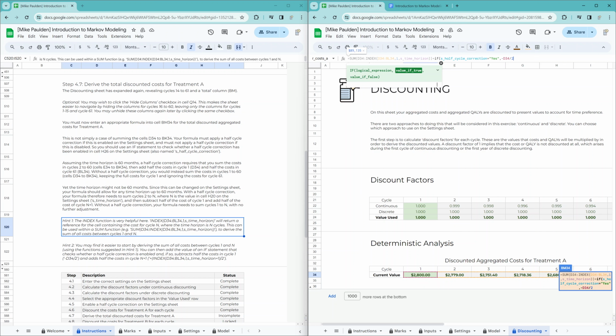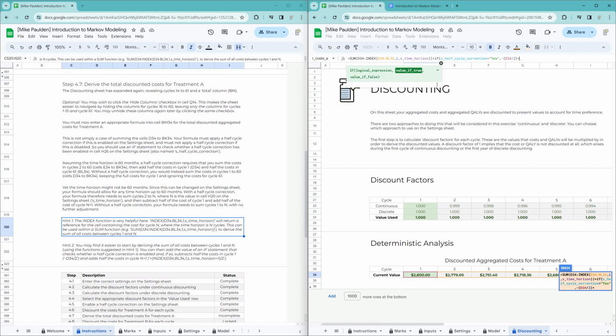Okay. And then I'm going to just put brackets around that just to make it clear. So with the half cycle correction enabled, we're going to subtract half of whatever the value is in D34, half of that first cycle. And then we're going to add on half of the cycle immediately following the time horizon. Okay, so by default it's 60, but again, you can change the number of cycles, you can change that time horizon.